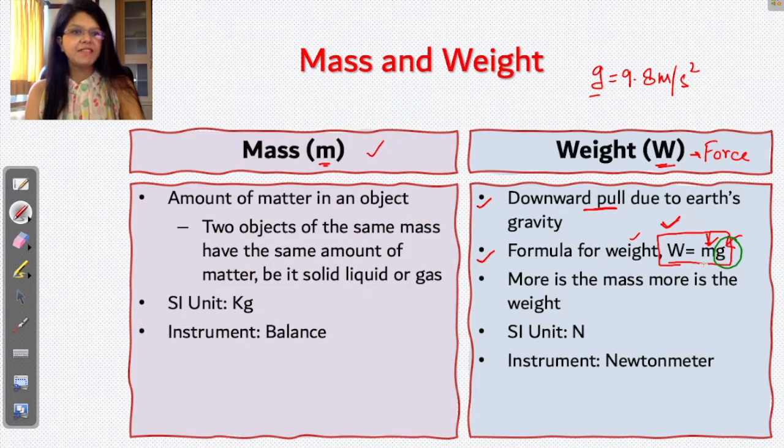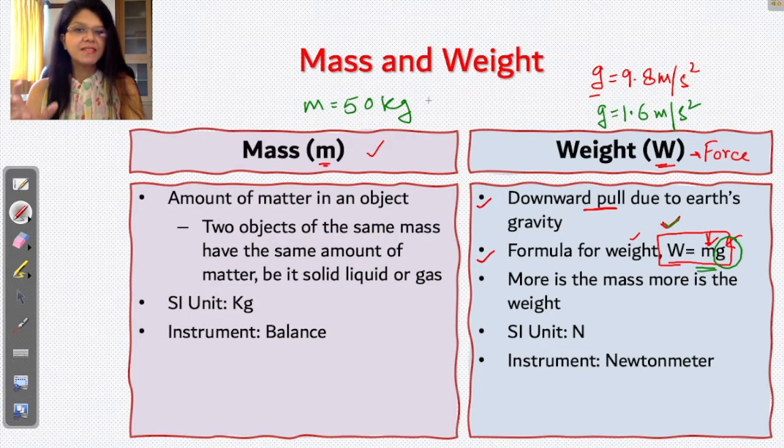G changes, therefore when you input a different value of G in the formula for the weight, W = mg, you get different weights for different planets. Say that the value of G on the Moon is 1.6 meters per second square. Your mass is say 50 kg.